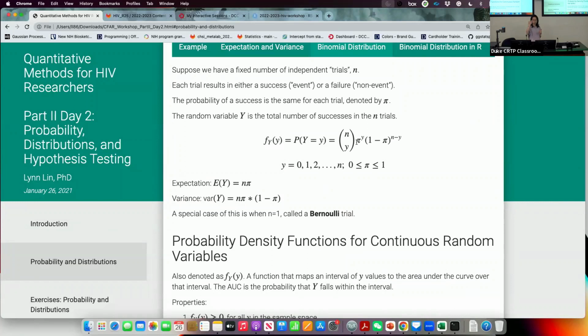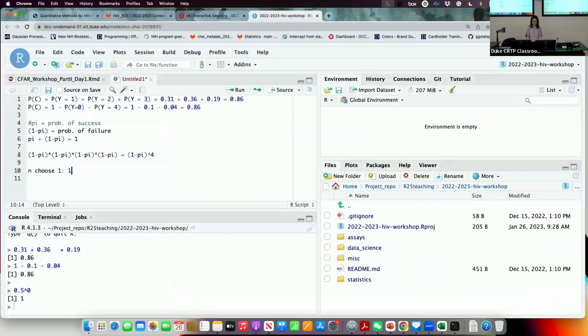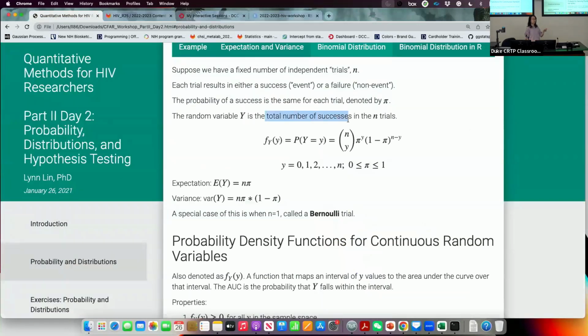So what are the possible choices of having a total number of success in these 4 trials? The possibility could be the first trial is a success, or the second trial is a success, but everything else is a failure. Or the third trial is a success, but everything else is a failure. Or the fourth trial is a success, but everything else is a failure. So 4 choose 1 actually equals 4. That is, there are 4 different types of scenarios, but then they all result in this single variable, that is, the total number of success is 1, right? So this is why we have this n choose y in front of that.